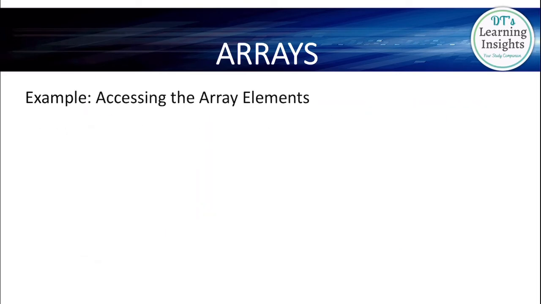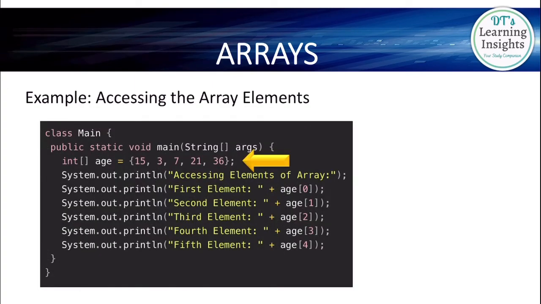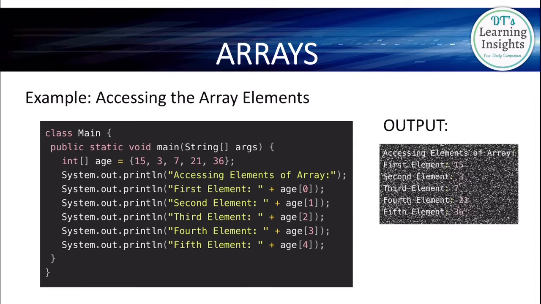Let's see an example to understand how we can access array elements. Here we are creating an array called age of integer data type, and that is having 5 elements. Then we are printing the set of statements. As you can see in the output, the line first element is printing the value of first element from this array. That is possible by accessing the elements using the index value.